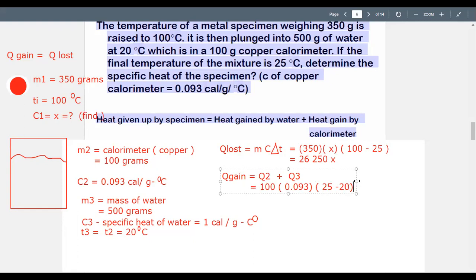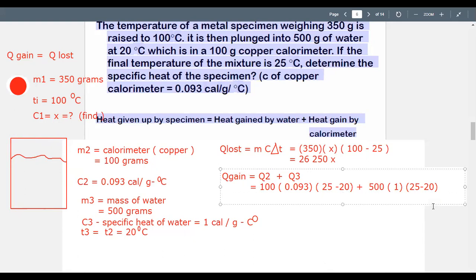Now what will we add here? We need to add our Q3, which is the water. Our water is around 500 grams. Its specific heat is 1 calorie per gram per degree Celsius. And its change in temperature is the same, 25 minus 20. Question again, why 25 minus 20? Because they are in the same container. So their initial temperature will be the same, and their final temperature will also be the same.